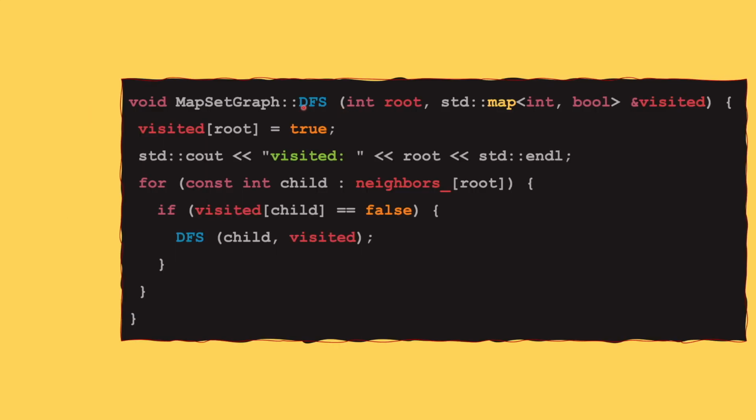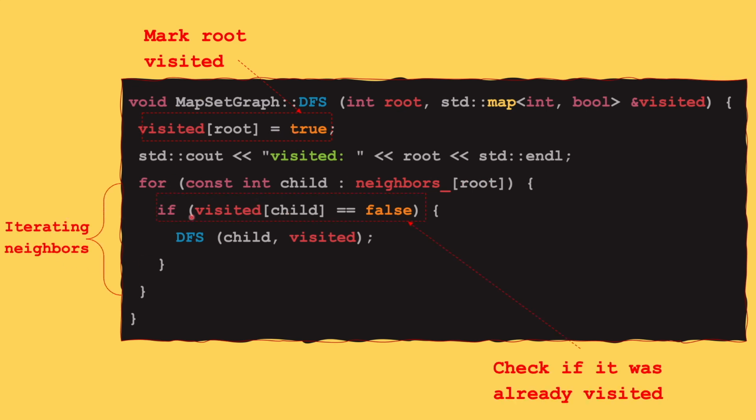Let's see how DFS is implemented in practice. The input to your function is the root and also a data structure that specifies what node is visited. In this case, it's a map from integer, the node number, to a Boolean variable that specifies if that node is visited or not. First thing we do is to mark the root node to be visited, and then we iterate through all the neighbors of the root, and more specifically, only the ones that are not yet visited, and then we run DFS on them recursively. And that's it. That's basically what DFS is in practice.